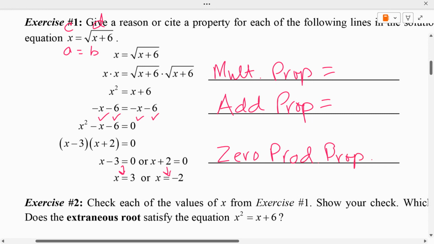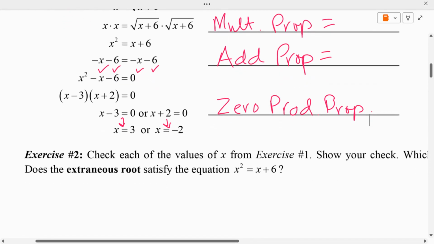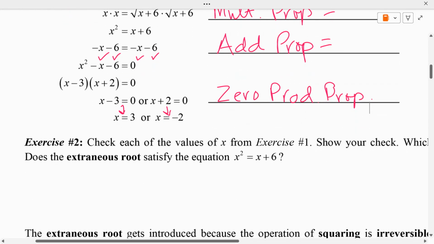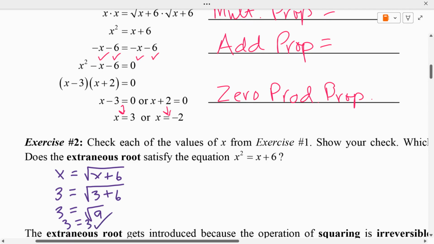We're going to take what we know about these two solutions, x equals 3 and x equals negative 2, and check to see if they're extraneous. When we do that, we have to substitute into the original equation. The first thing we're going to do is let x equal 3. So 3 equals the square root of 3 plus 6. Well, 3 plus 6 is 9, and the square root of 9 is in fact 3. So 3 does equal 3. 3 is a good root.